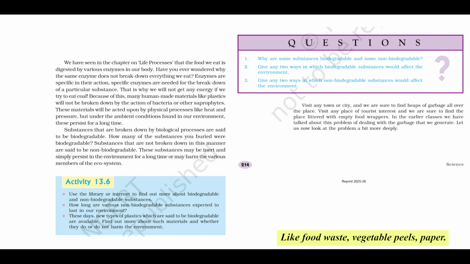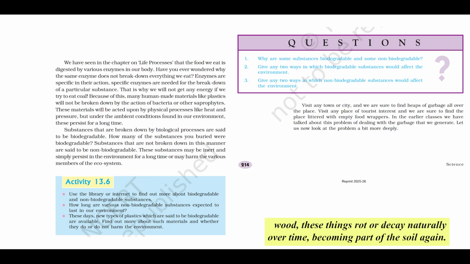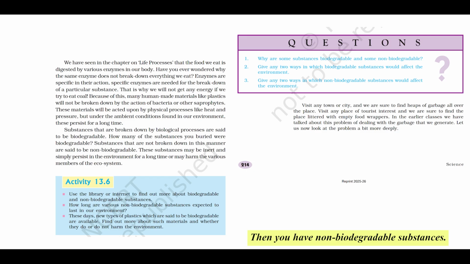Like food waste, vegetable peels, paper. Exactly. Kitchen scraps, fruit peels, leftover food, tea leaves, paper, cotton clothes, wood. These things rot or decay naturally over time, becoming part of the soil again. Then you have non-biodegradable substances.